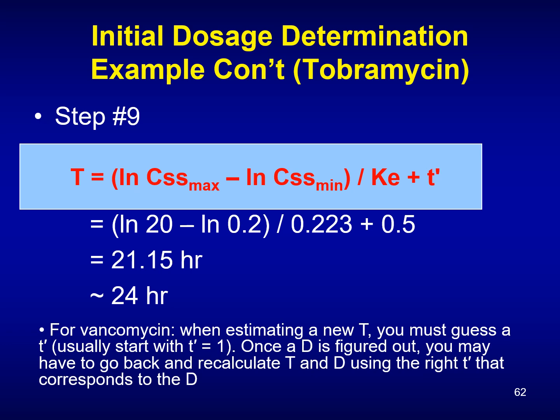If this was a vancomycin case, when we're estimating a new tau, you must kind of guess what infusion time to start with, because remember, for vancomycin, infusion time varies according to the dose. Usually start with an infusion time of 1. And once we figure out dose and subsequent equations, you may have to go back and recalculate tau and dose using the right infusion time that corresponds to the dose. For exams, I'll make sure that all the calculations are very black and white.